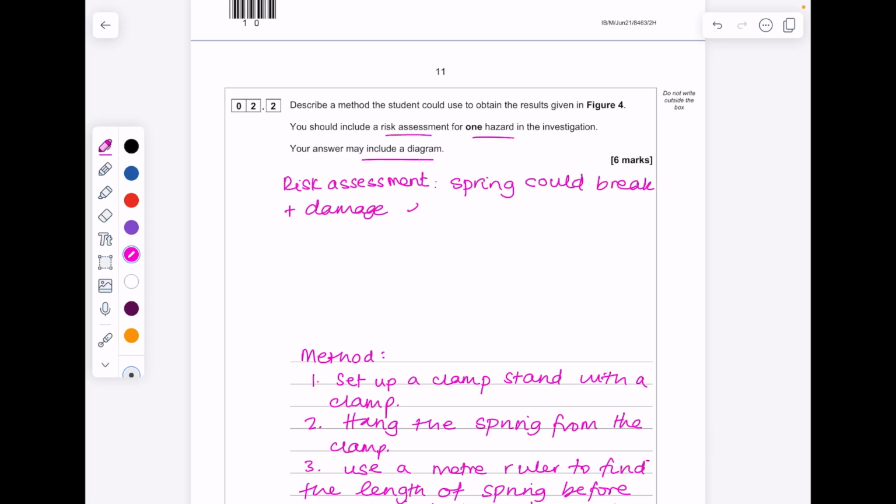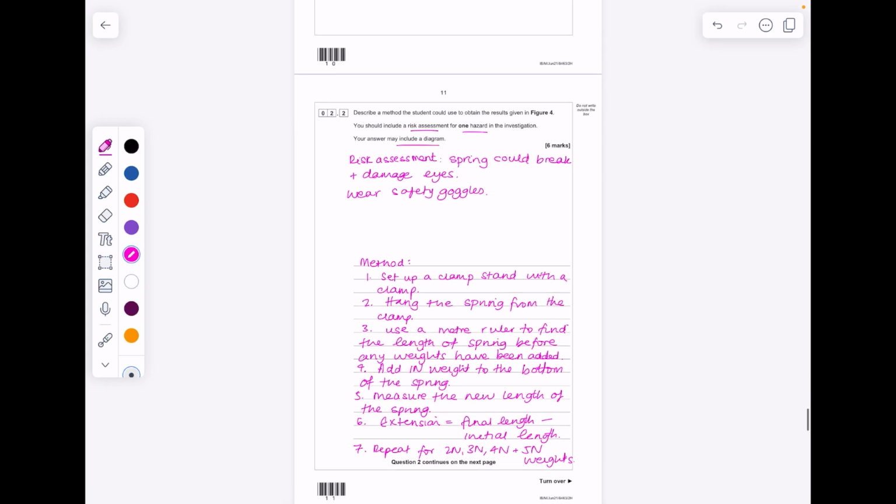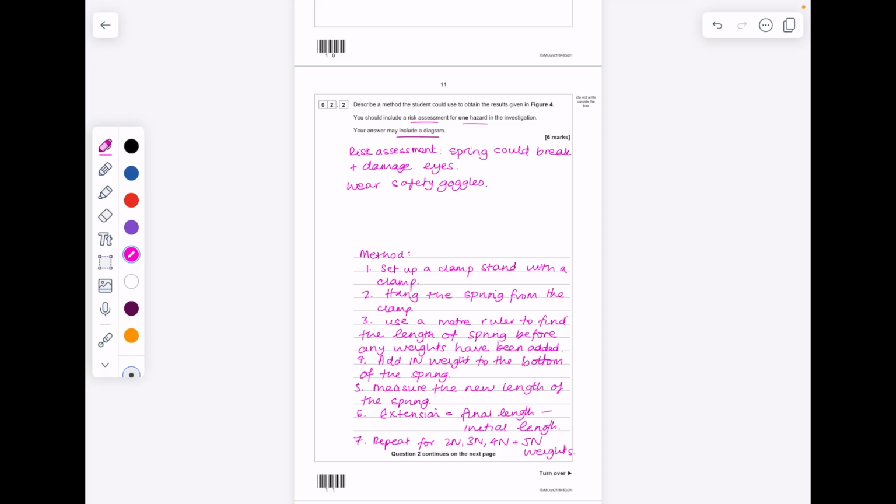So how are we going to prevent that? We're going to wear safety goggles. So that's my full answer to ensure I've got my 6 marks.